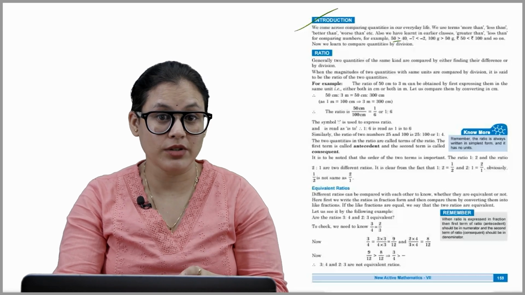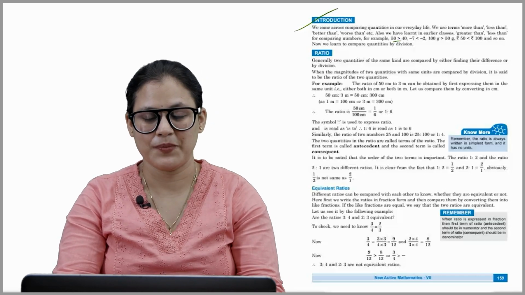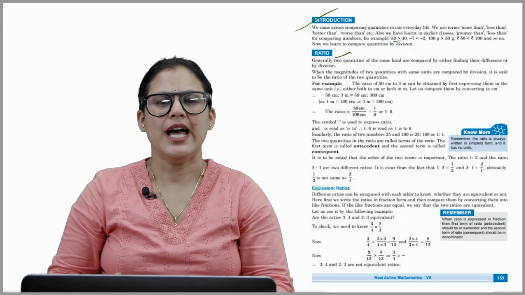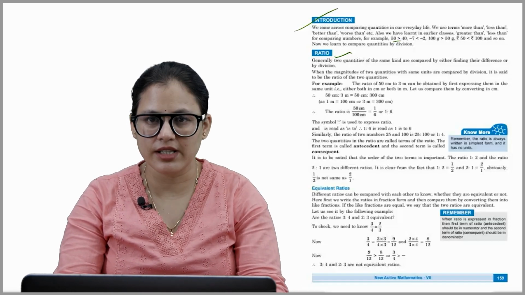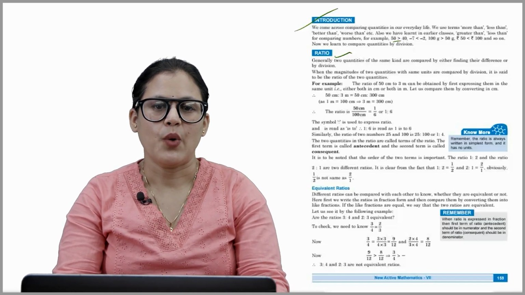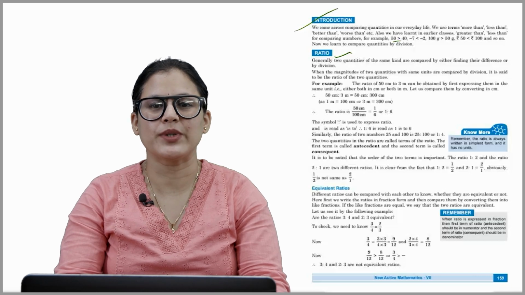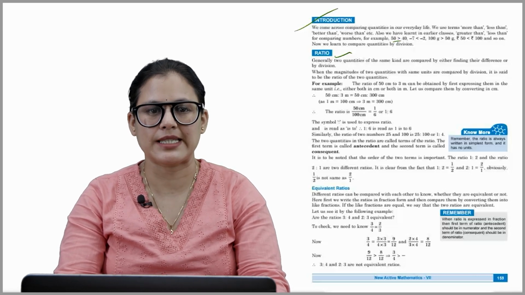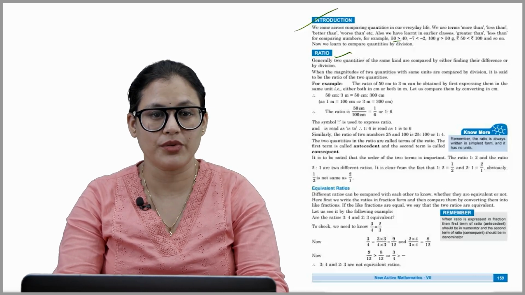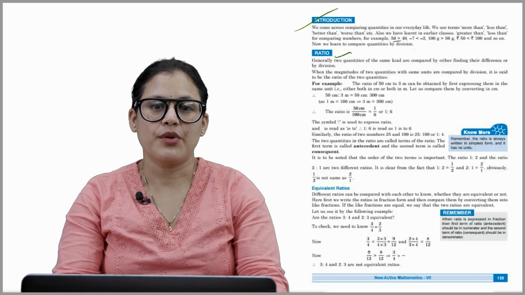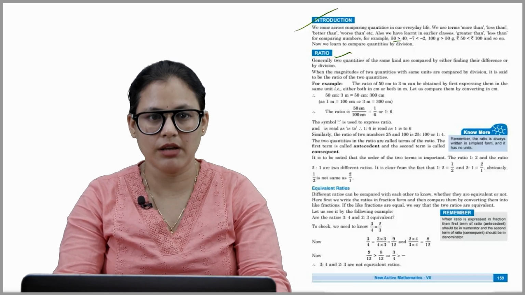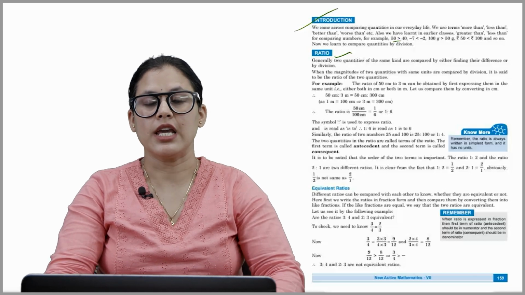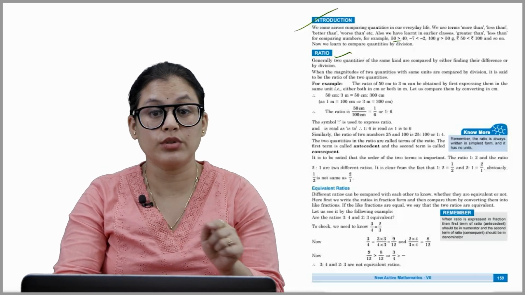Now we learn to compare quantities by division, okay, ratio. Generally, two quantities of the same kind are compared by either finding their difference or by division. When the magnitudes of two quantities with the same units are compared by division, it is said to be the ratio of the two quantities. For example, the ratio of 50 centimeter to 3 meter can be obtained by first expressing them in the same unit, that is either both in centimeter or both in meter.